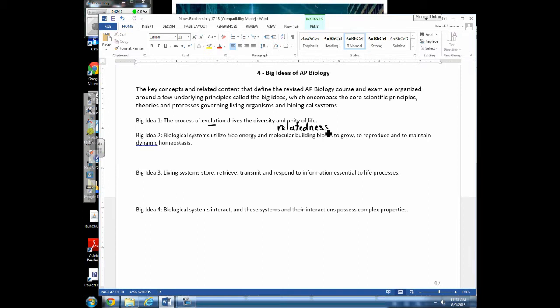In big idea 2, it states biological systems utilize free energy and molecular building blocks to grow, to reproduce, and to maintain homeostasis. So another way to read this is that biological systems need resources.